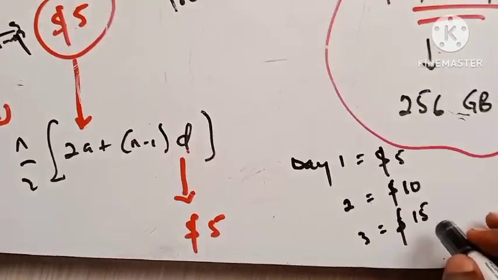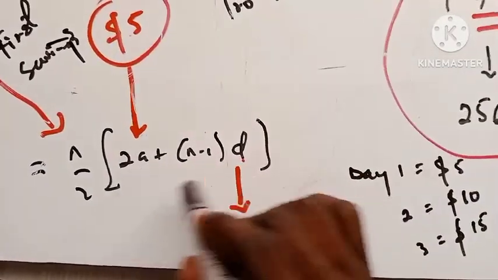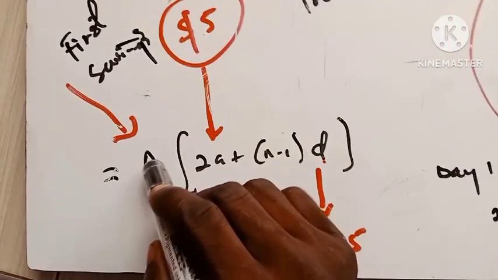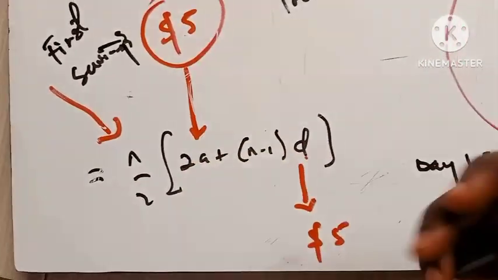Okay, now this is just the simple scenario. Since we know the a and the d, we are left with another letter, which is n. So n here will give us the number of days.